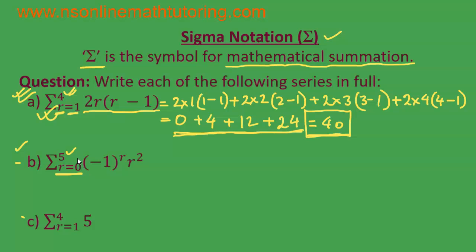The starting value of r is equal to 0 and the ending value of r is equal to 5. And the values of r will be increasing in steps of 1. So what will be the values that r can have? 0, 1, 2, 3, 4 and 5. That means 6 values. So there will be 6 terms of this finite series.